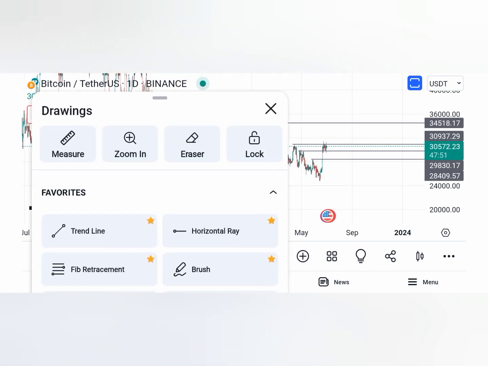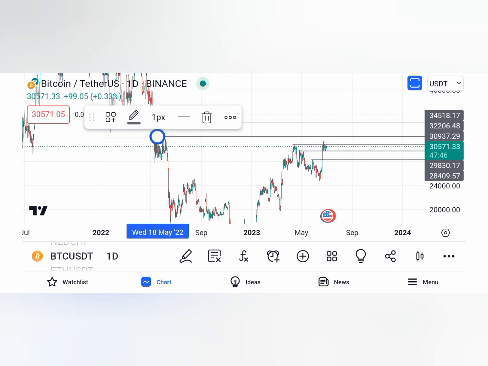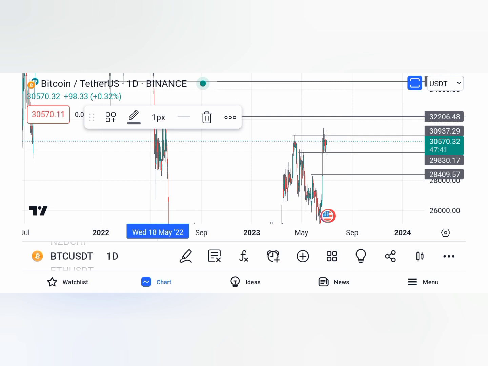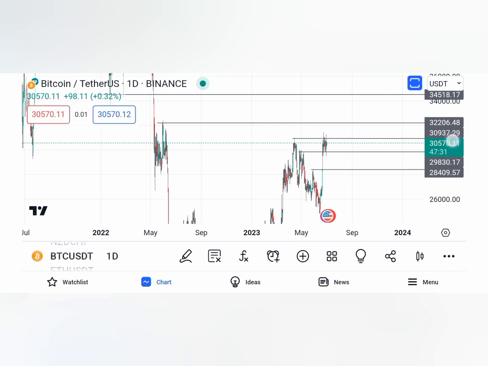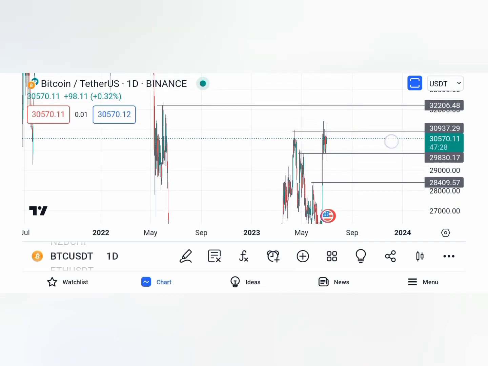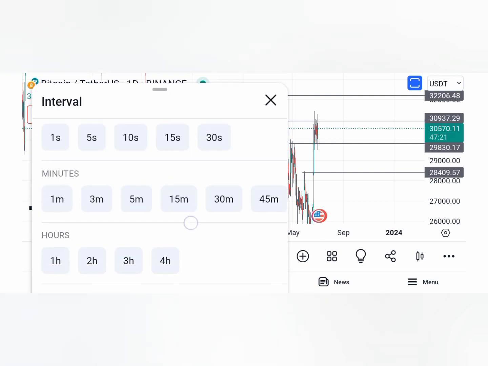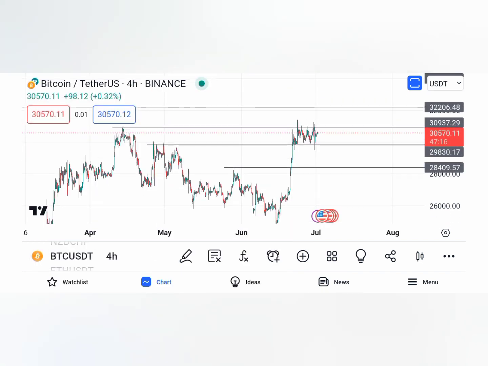But we can also spot another structure here. So let's see, around 32k. So upward 32k, then 34k. But if it breaks out downward, my target will be around 28k, that's 28,409. So my advice to traders on Bitcoin is that they should wait for a breakout and a retest. So this is my analysis on Bitcoin.